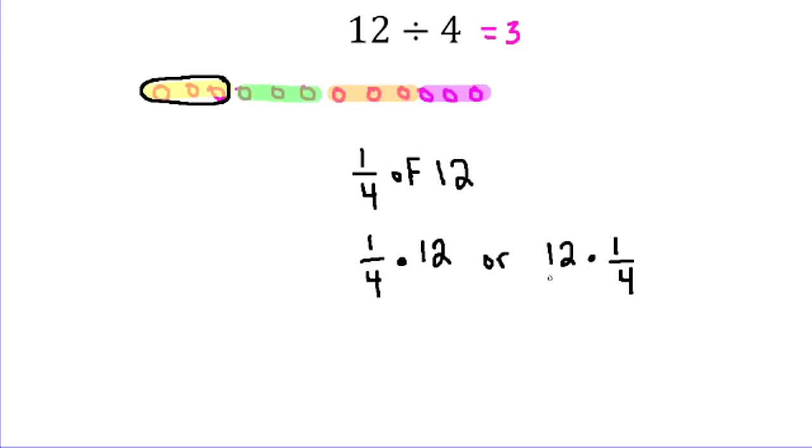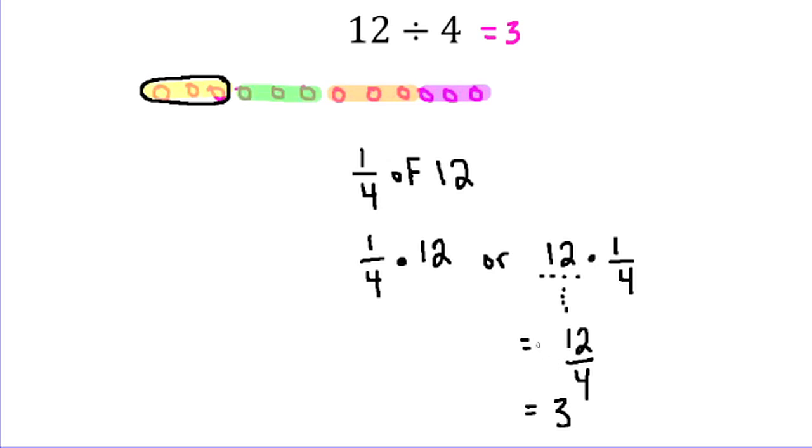And once again, if we imagine the 12 is over 1, now we can use our multiplication technique. 12 times 1 is 12, and 1 times 4 is 4. 12 over 4 simplifies to 3.